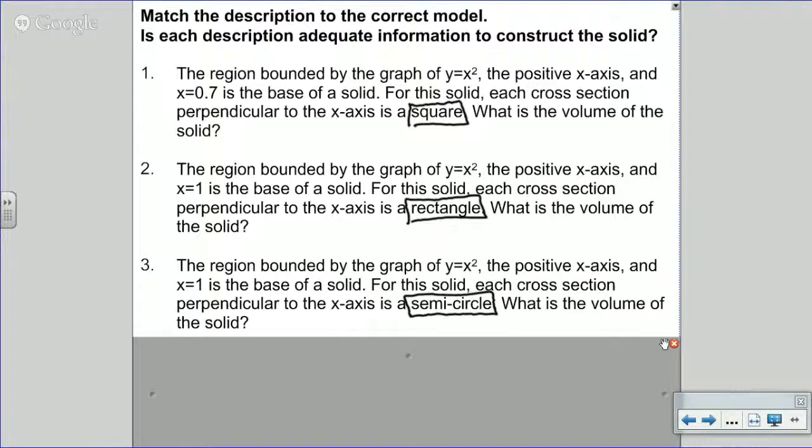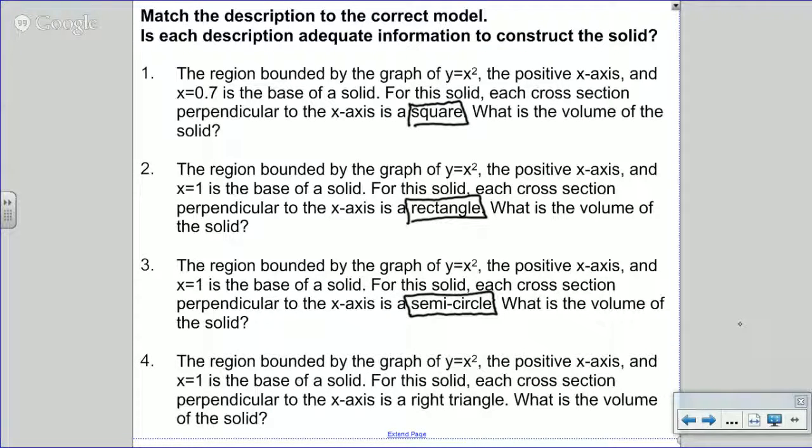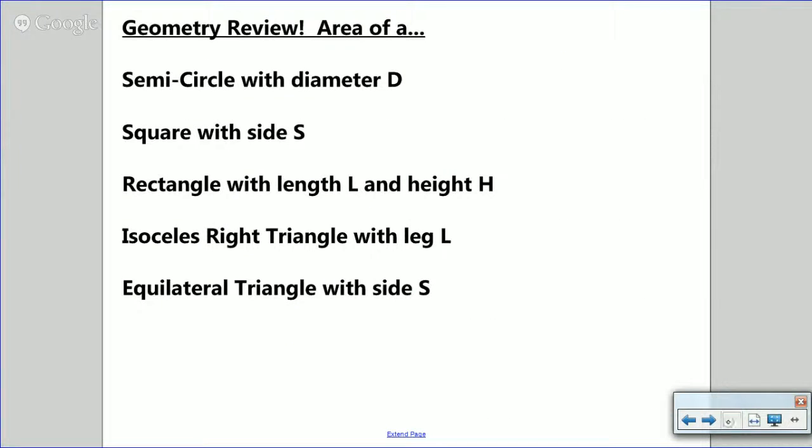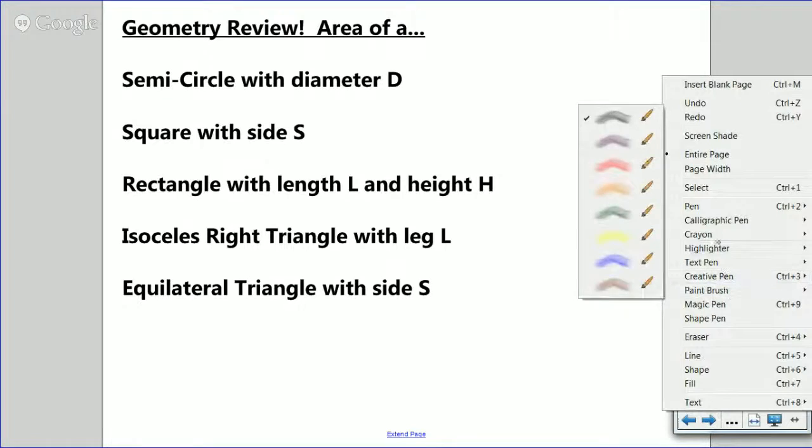All right. And the last one, for this solid, each cross-section perpendicular to the x-axis is a right triangle. So this one would be the yellow one, right? Okay. In a bit, I'm going to have you make your own models with a partner. But before we do that, I want to calculate some of these actual volumes. And before we do that, I want to do a teeny bit of geometry review to make sure we know all our necessary area formulas, okay?